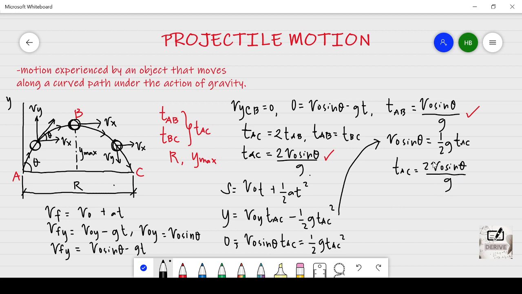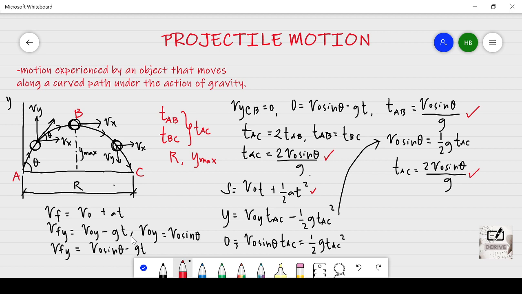Alright, so hindi lang natin basta binase sa symmetrical na curve, binase din natin sa pag-derive ng formula using these straight line motion formulas, and then kinonvert mo lang for the vertical distance. As I said on the first video, my explanation for converting straight line motion to projectile motion is important. So just always take some notes, okay?